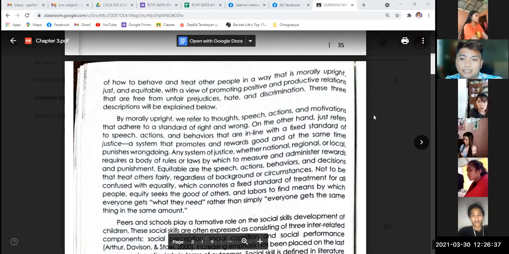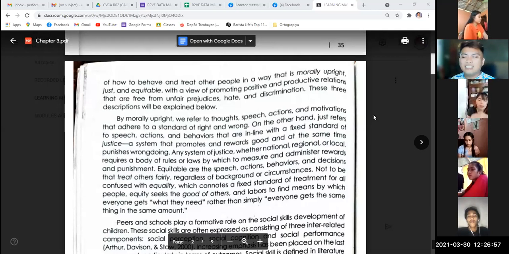Majority wins. So therefore, the standards that we have right now are decided by the majority of the people. That's morally upright. Now, what is morally just?